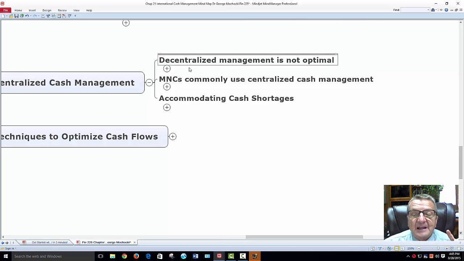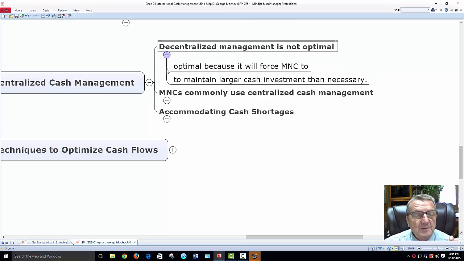Decentralized management is not optimal, because it will force MNCs to maintain larger cash investments than necessary. It's telling me decentralized is not optimal, because each subsidiary is going to hold cash, thinking, hey, I need the money here. One may be very frugal and another more thrifty, so they keep the cash so they are under budget and can pay their own bills, but they may overestimate. Let the parent make the decision on that.